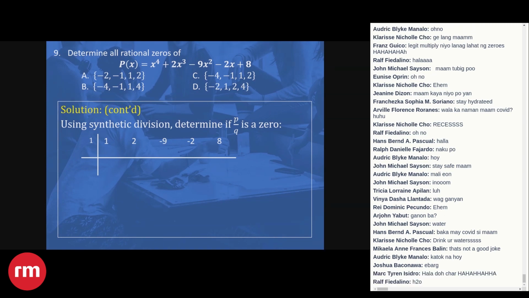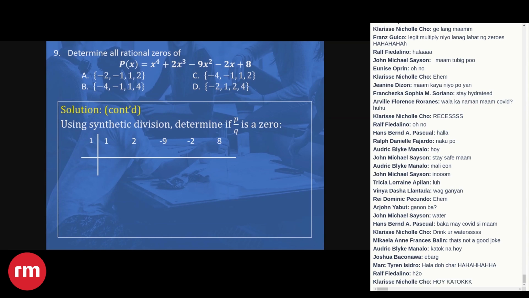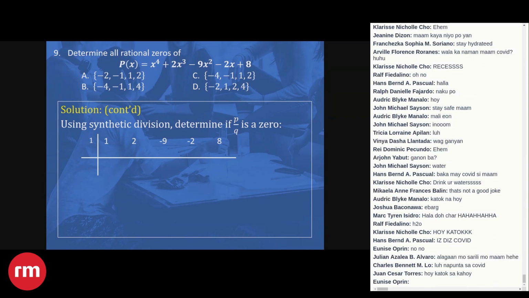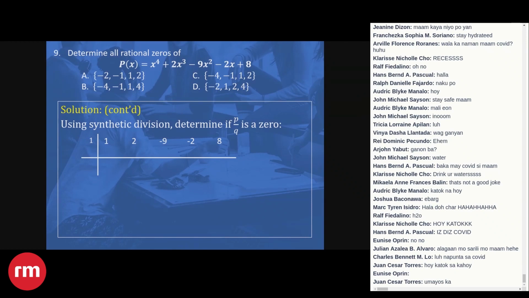Napagod lang. So, we're at number 9. We might be a little bit delayed sa class natin, but I believe the latter part of the classes is a bit quicker than these early parts.